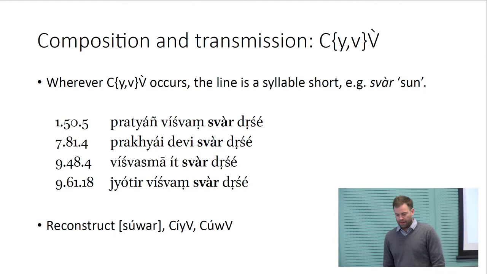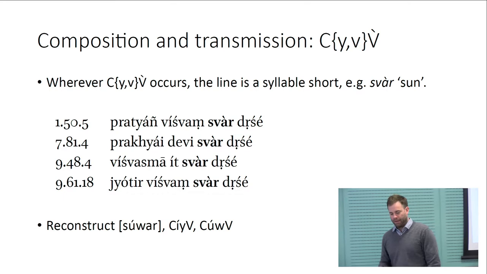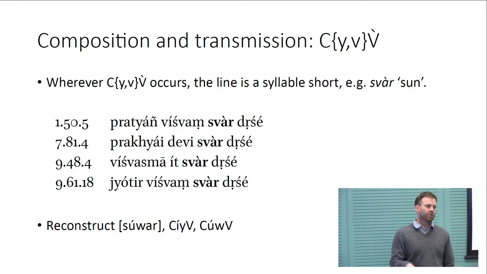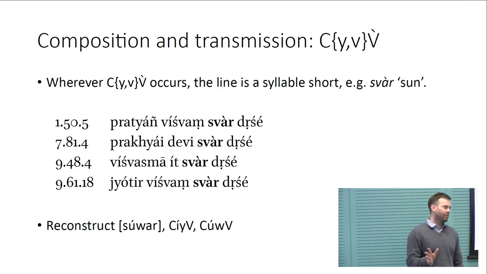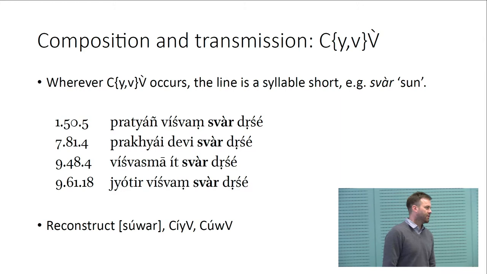So just as an example, I took the word for sun, which is transmitted as svar, and I just took some eight-syllable verses with the phrase svar dṛśe, which means to see the sun, and you can see pratyaṅ viśvam svar dṛśe is seven syllables, but if you reconstruct suvar dṛśe, then you get eight syllables. And so this is, I think there are maybe hundreds, if not thousands, of examples of this kind of a sequence. It's almost perfectly regular. It's a super clear case of, you know, basically paying attention to the meter and then restoring a slightly older phonological sequence.